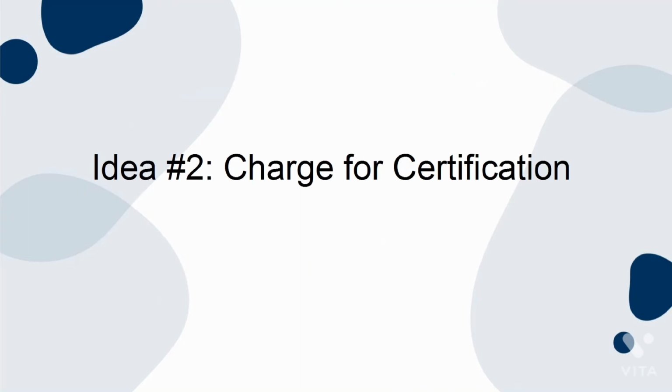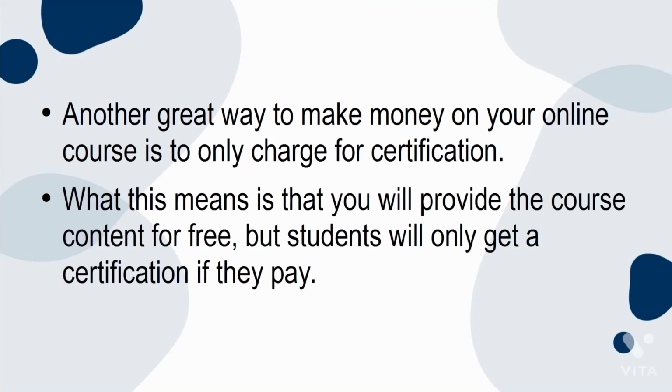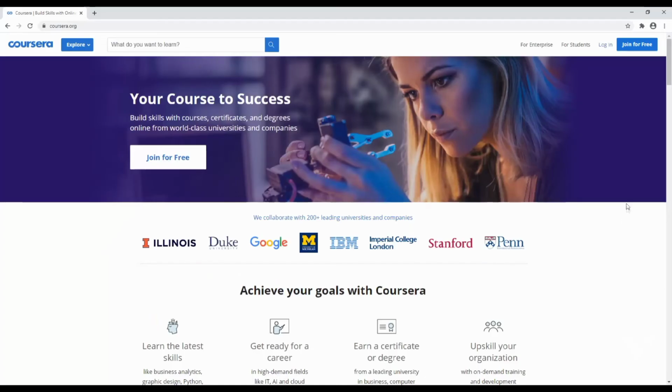Idea 2. Charge for certification. Another great way to make money on your online course is to only charge for certification. What this means is that you will provide the course content for free, but students will only get a certification if they pay. Now you may be thinking that most students will just see the free option, but other companies like Coursera use this model and have earned over $1 million in their first year.